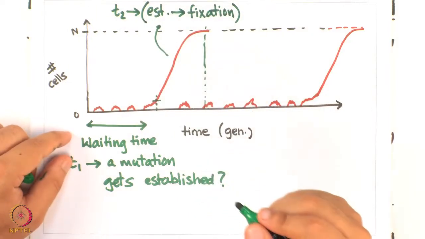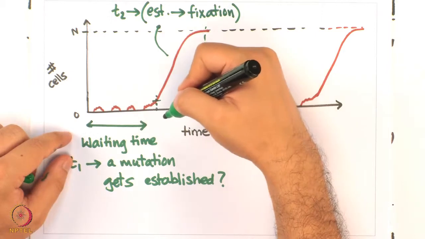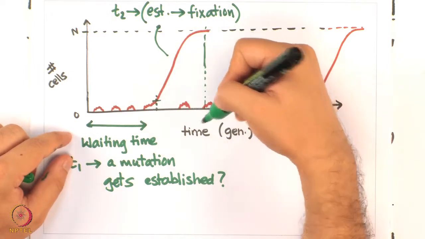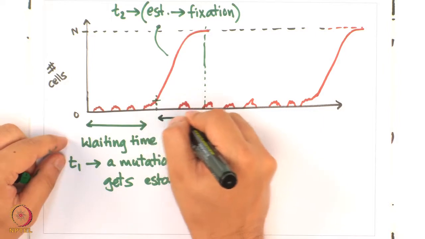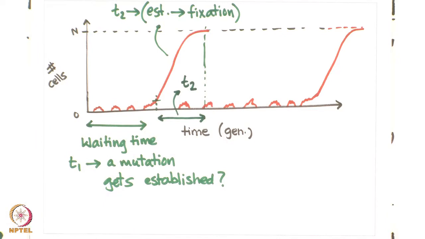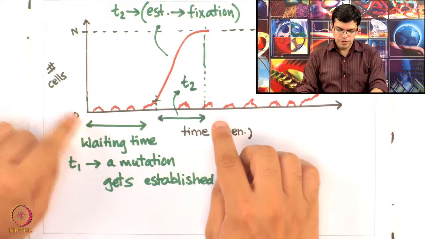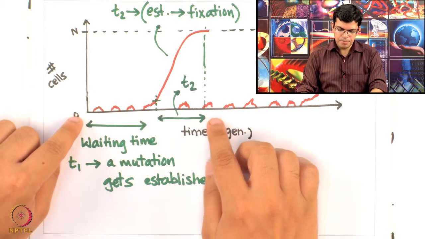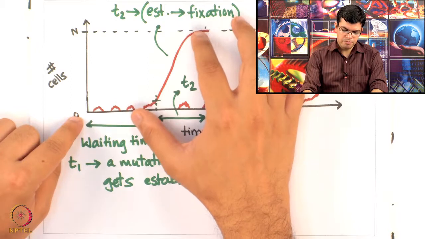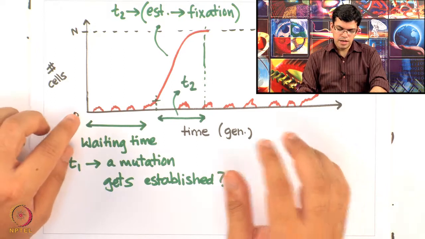How much time does a mutation need to go from this establishment event taking place here to the fixation event taking place here? This time is referred to as T2. So, these are the two times that I am interested in, which will tell me that the fitness of the population has gone up by the magnitude of this beneficial mutation. Fitness of all the individuals has gone up.